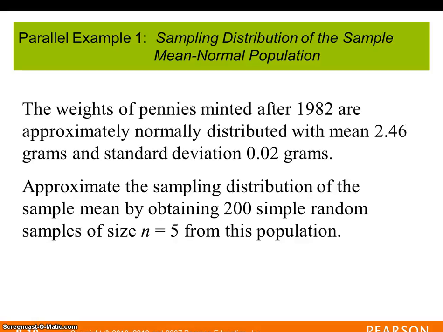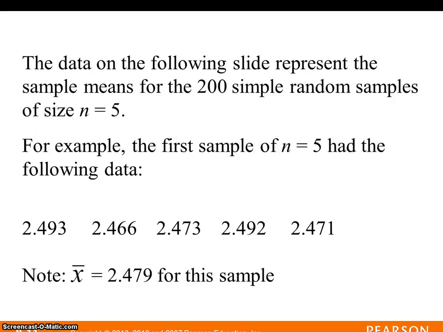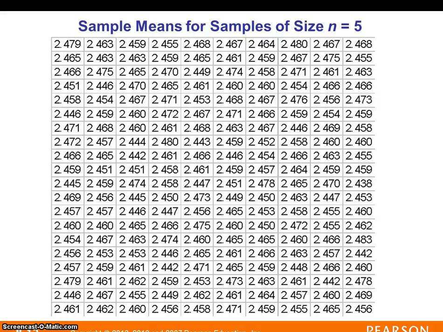The weights of pennies minted after 1982 are approximately normally distributed with a mean weight of about 2.46 grams and a standard deviation of 0.02 grams. Approximate the sampling distribution of the sample mean by obtaining 200 simple random samples of size n equals 5 from this population. The data on the following slide represents the sample means of the 200 simple random samples of size 5. So we're just taking the samples, and then these would be the means. Here are the means for the 200 samples.